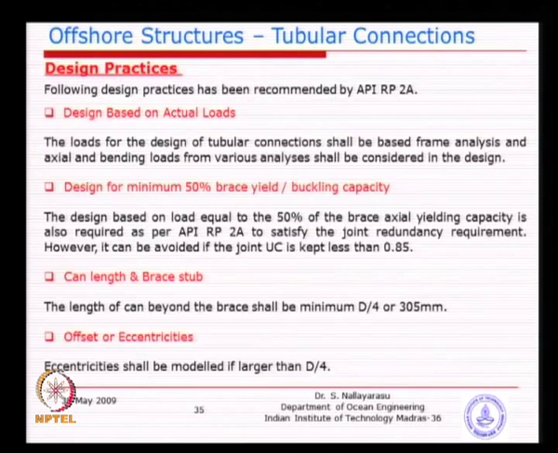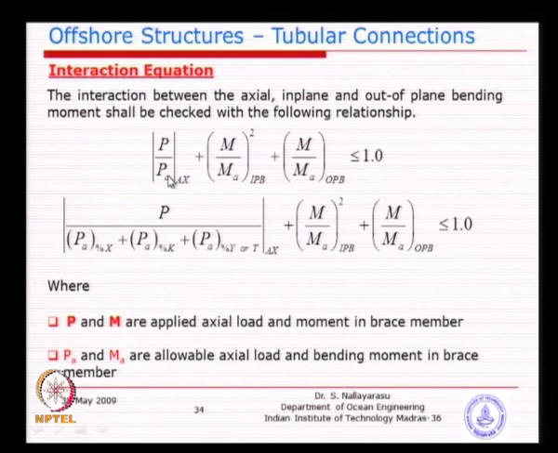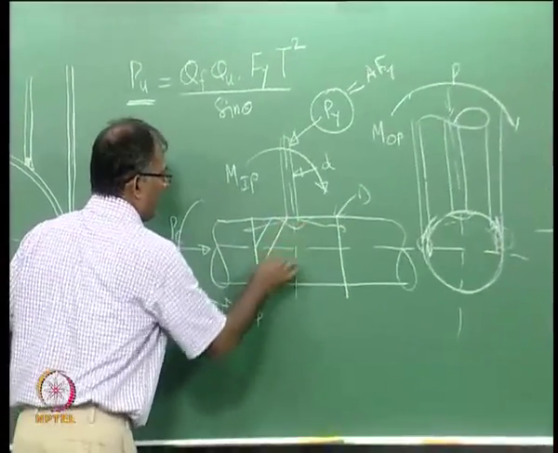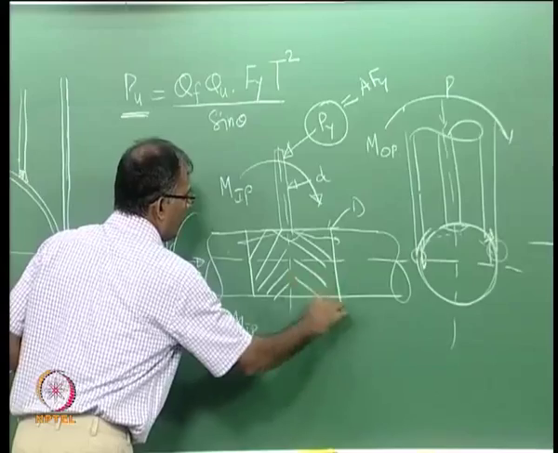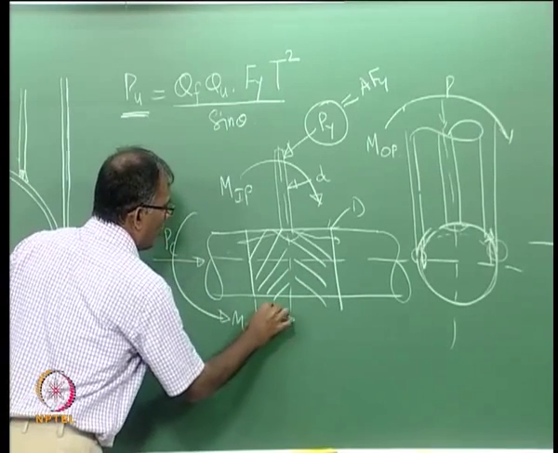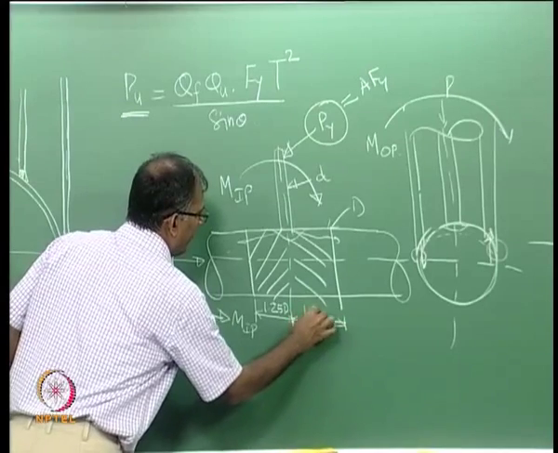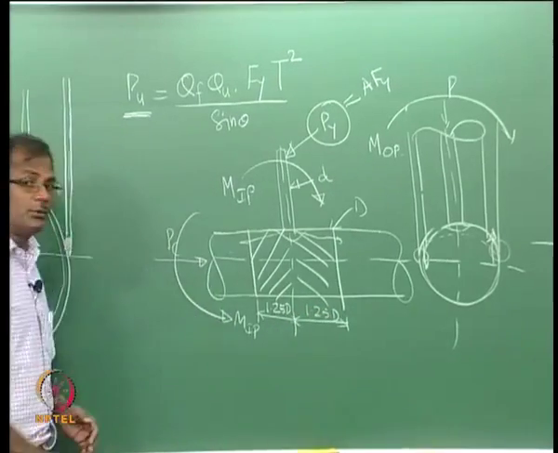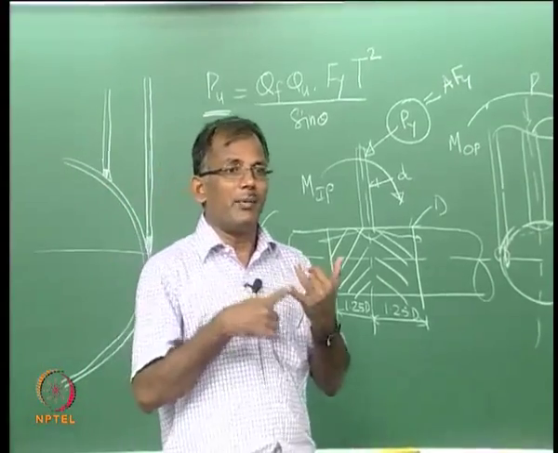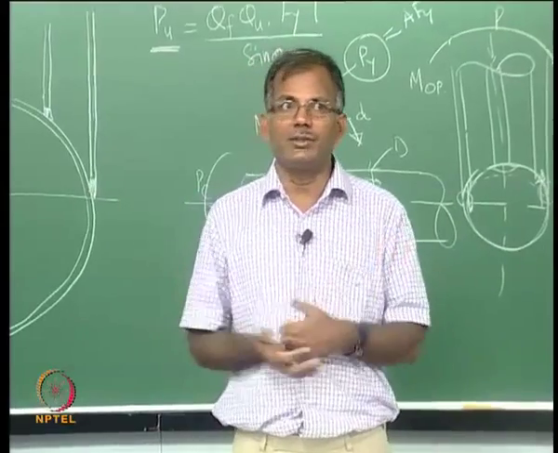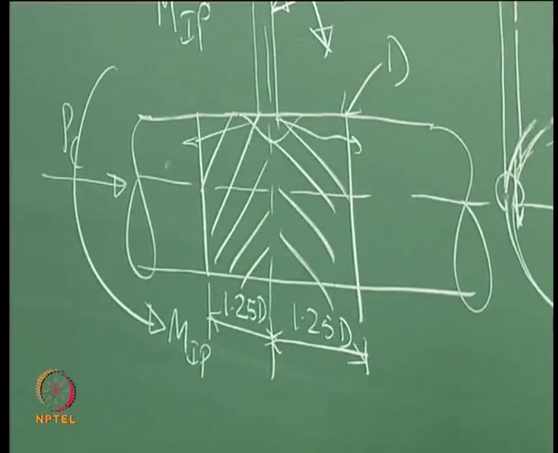But in order to use this full capacity, all the experiments were carried out by assuming that the distance between the thickened material was taken as 1.25 times diameter. This is what the assumptions they have made in the finite element analysis and the previous experiments, but now the API says because the reduction of cost is essential, you only go for 305 or d by 4.